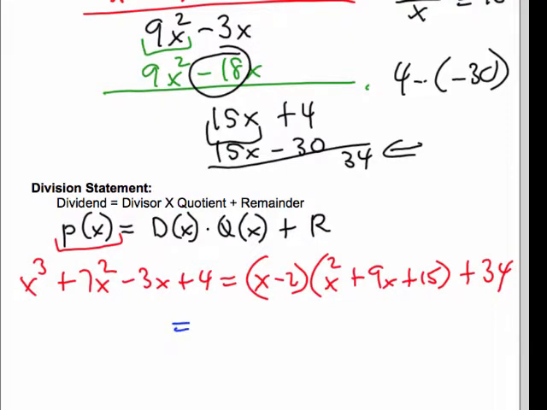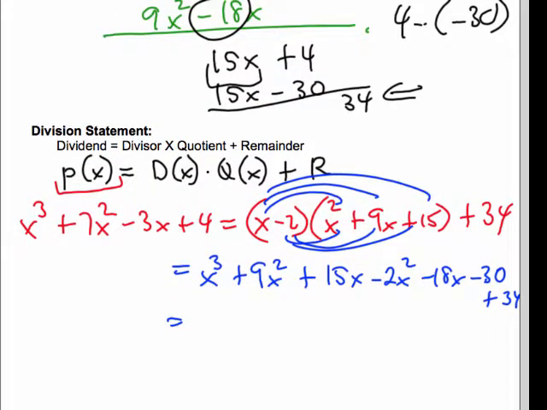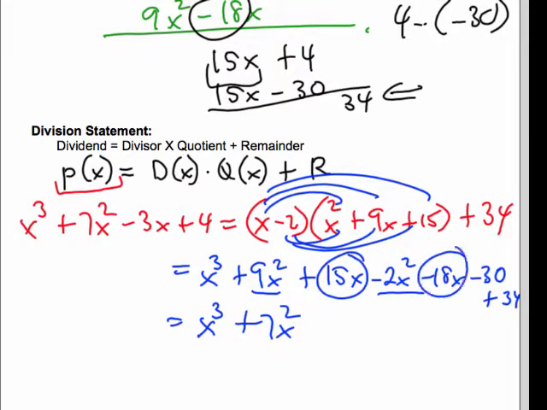So, working out, simplifying the right side, that'll be x cubed plus 9x squared plus 15x, negative 2x squared minus 18x minus 30 plus 34, that equals x cubed plus 7x squared minus 3x plus 4. The left and the right sides are equal, so I know I've done my work correctly.